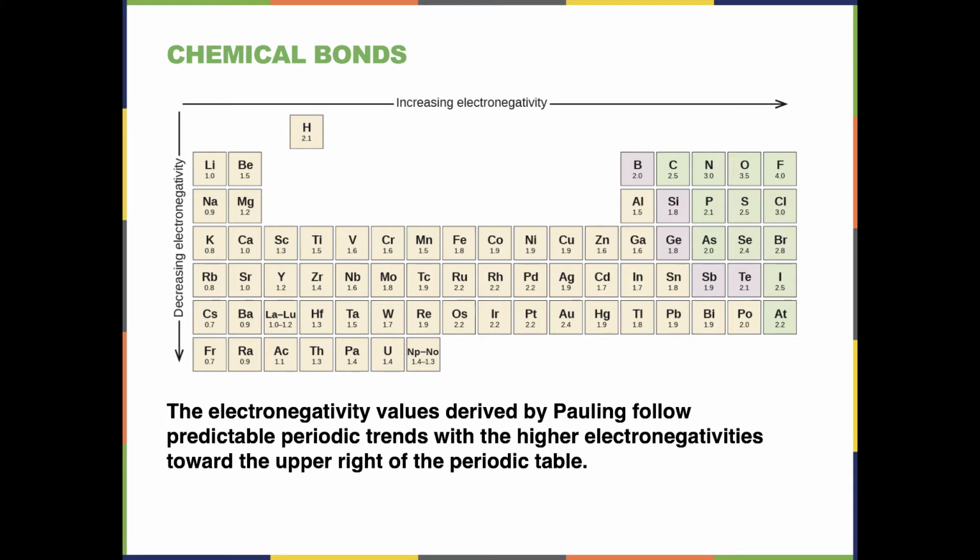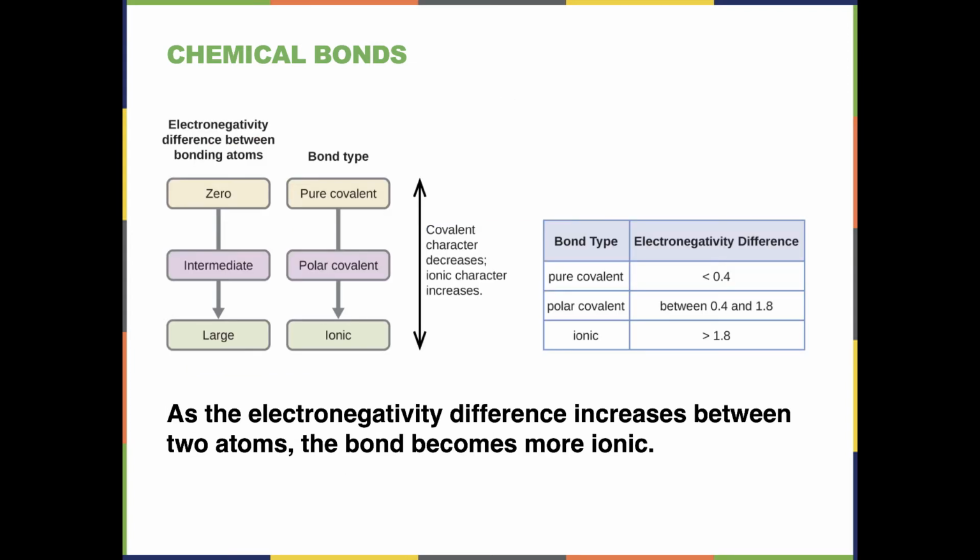The point here is if you combine two substances that are close in electronegativity, you tend to get a sharing. If you combine two substances that are far apart in electronegativity, you tend to get an ionic or non-sharing situation. So electronegativity differences result in the either ionic or polar nature of a bond.